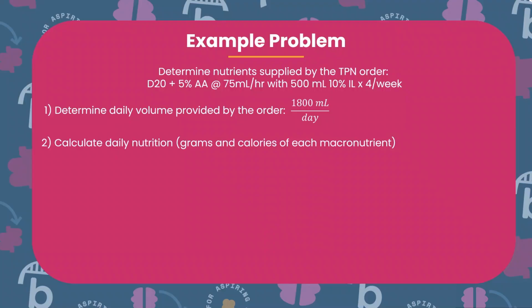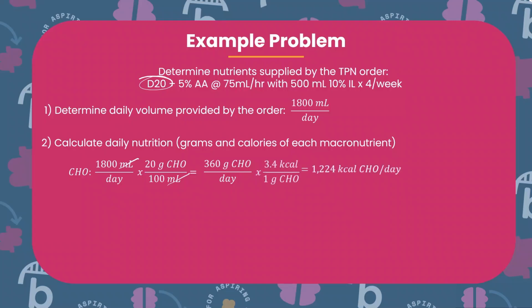The next step is to figure out the amount of calories from each macronutrient. And we do that using percents. So for dextrose, this is D20, which means 20% of the solution is dextrose. We're giving 1,800 milliliters of solution, and since it's D20, that means 20 grams of carbohydrate per 100 milliliters of solution. So that's 360 grams of dextrose every day. Now we need to remember that there's 3.4 calories per gram of dextrose. So if we're giving 1,800 milliliters of this TPN solution, that's 1,224 calories from carbohydrate.